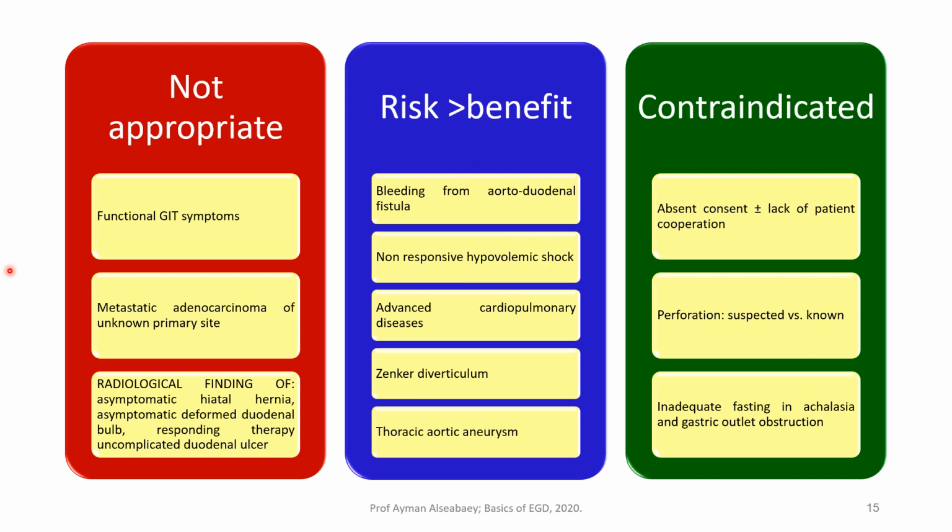Maybe the risk is more than the benefit, like bleeding from an aborted duodenal fistula. As you know, if you faultily touch the fistula, it will rupture, and this is the rule. Non-responsive hypovolemic shock, the patient will die even if you did endoscopy, so avoid endoscopy. Okay. Advanced cardiopulmonary disease, also you will not increase the survival of the patient, and at the same time endoscopy may cause side effects like arrhythmia. Zenker's diverticulum should be done by an expert endoscopist. Thoracic aortic aneurysm, a complete contraindication, yes, and also if there is absence of consent.